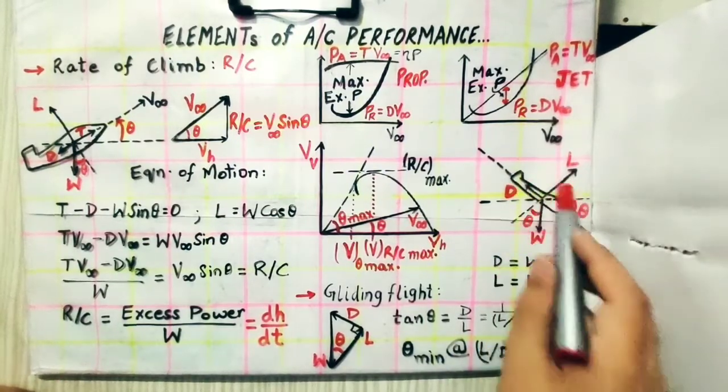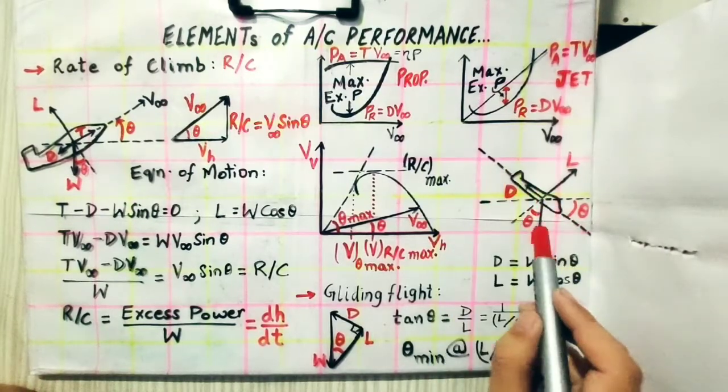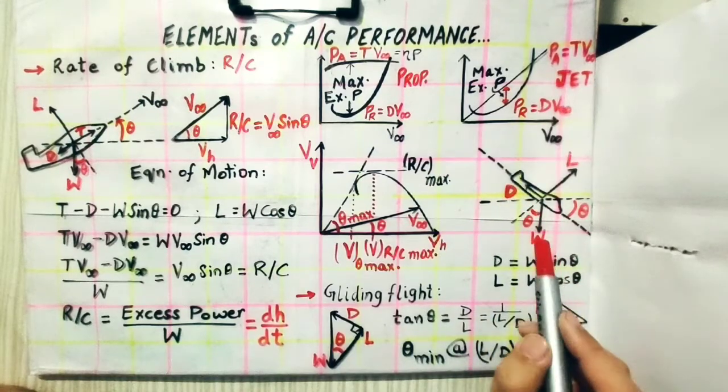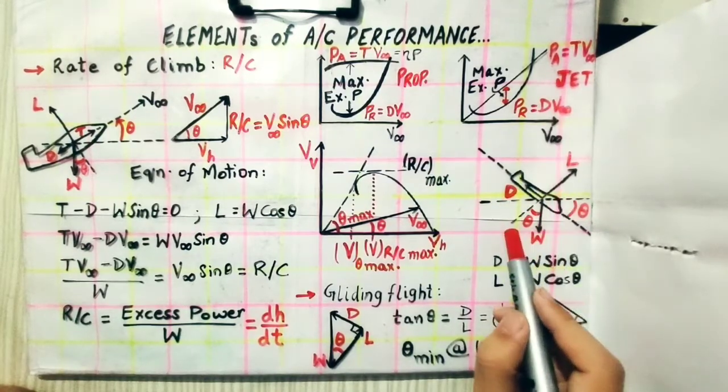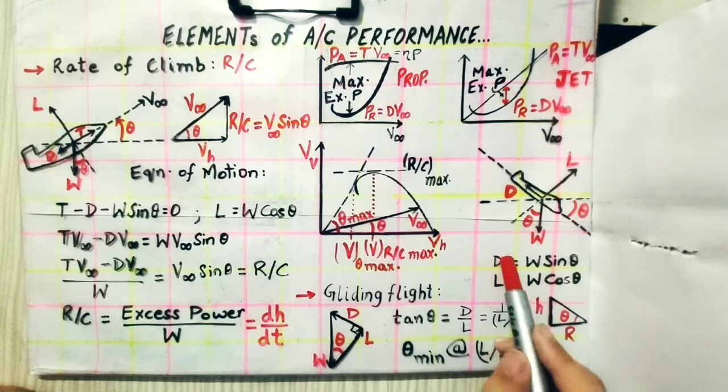And when we make the equation of motion for this flight regime, we see that drag force D minus W sine theta equals 0, because it's a steady gliding flight or descending flight, and lift L minus W cos theta equals 0, which is L equals W cos theta. And if we divide both of these, it will give us tan theta equals D by L, because W will cancel out, so tan theta will be equal to drag upon lift.